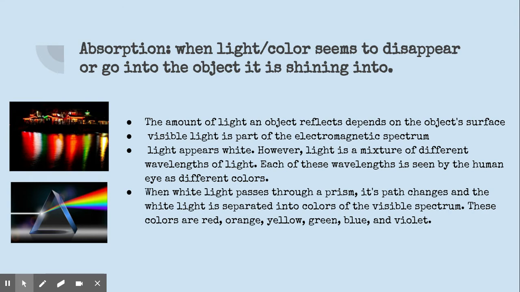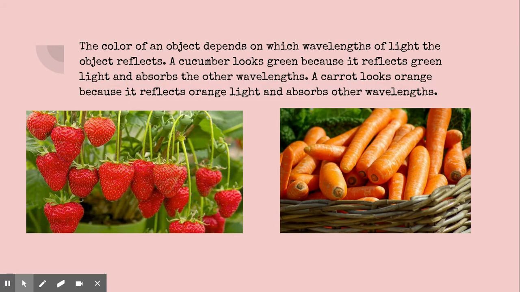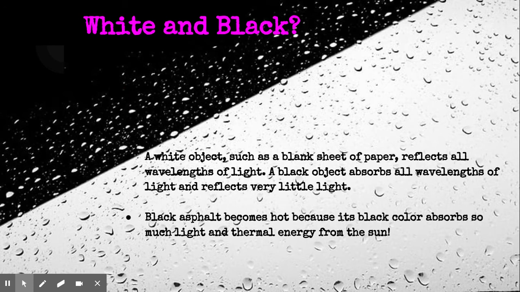The color of an object depends on the wavelengths of light. A cucumber looks green because it reflects green light and absorbs the other wavelengths. A carrot looks orange because it reflects the orange light and absorbs all the other wavelengths. A white object, such as a blank sheet of paper, reflects all wavelengths of light, and a black object absorbs all wavelengths of light and reflects very little light.